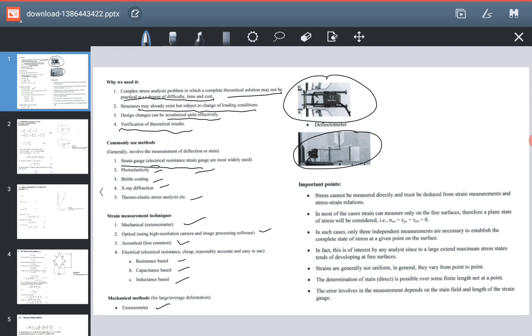So the important point is that stress cannot be measured directly and must be deduced from strain measurements.